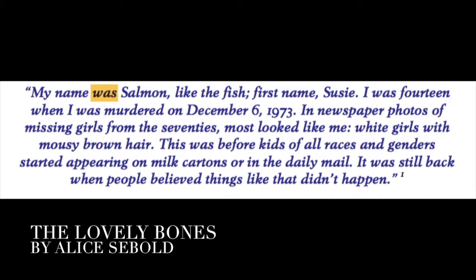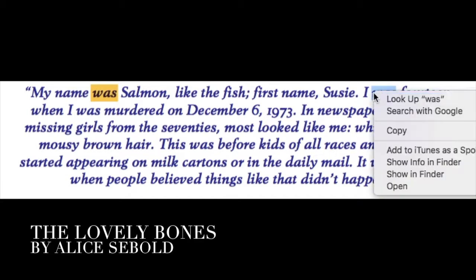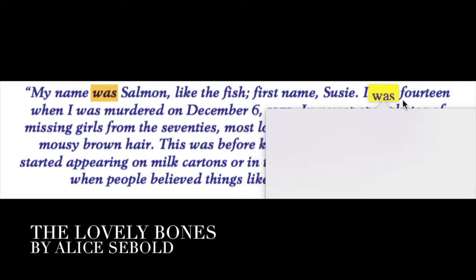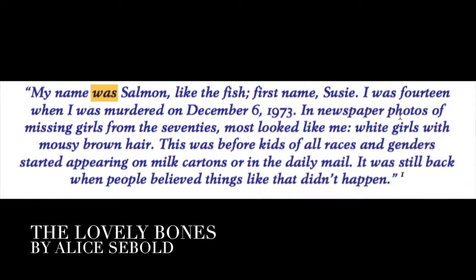I was 14 when I was murdered on December 6, 1973. So that sentence has 2 verbs in it. I was 14, was, again, coming from the verb to be. But in Spanish it's a little tricky because we actually use tener when we talk about age, so it would be the verb tener. But I was 14, I would go ahead and say that's a description, so that would be imperfect.